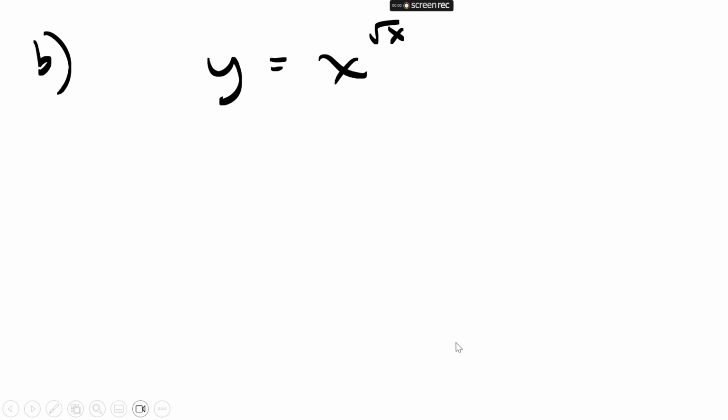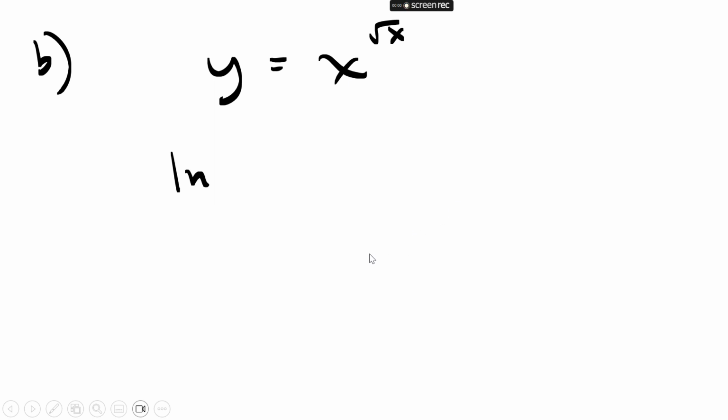There's no way I could have done this any other way but this logarithmic differentiation process. So notice I have an x as my base. I also have an x as my exponent. There's actually 2 x's, and they're in 2 different positions. It's crazy. So let's go for it here.